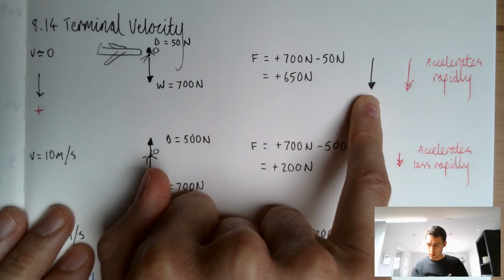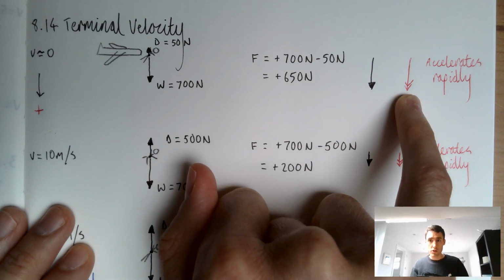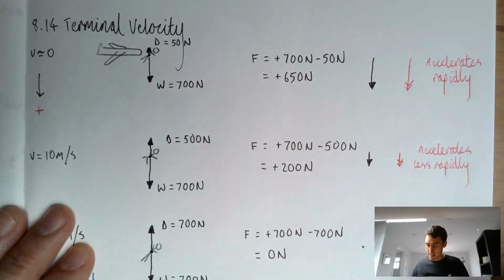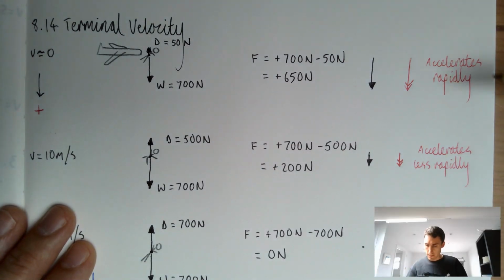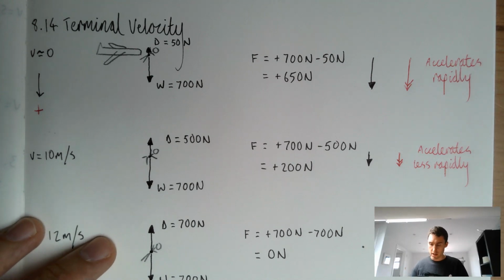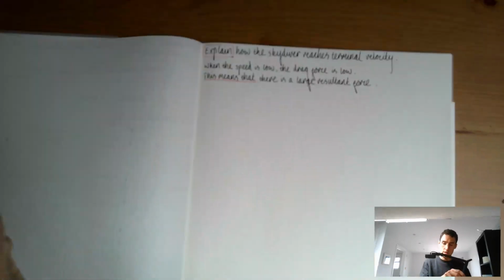I might say, consequently, the parachutist accelerates rapidly. And actually, depending on the class, I might not even have needed to write that down, because if they're familiar with the way I represent acceleration with this double-headed arrow, actually I could have just left it at that. But again, I've put it here and that's fine. So I'm going to say consequently, the skydiver accelerates rapidly.